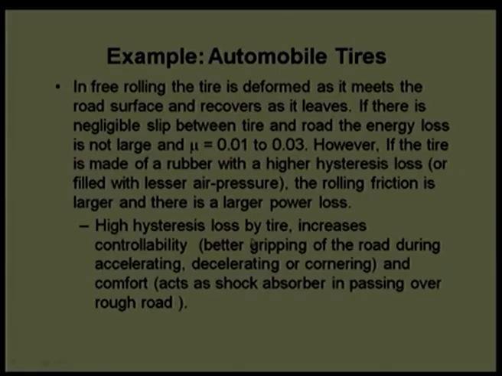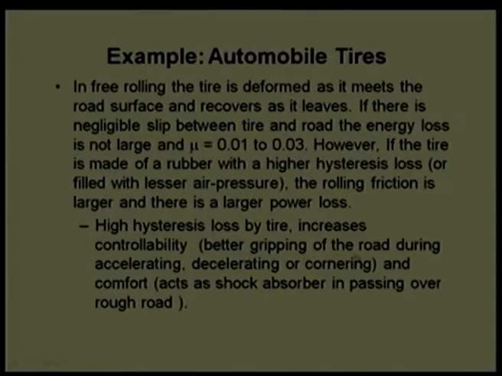We say that high hysteresis loss in a tire increases controllability. A slight deformation of the tire will help in controllability and provide the right direction, but if it is perfect rolling, then we face some steering related problem or direction related problem. So, there should be a trade off. We should not have perfect rolling; there should be some deformation of the surface, so that we have good control on our vehicle. Controllability means better gripping of the road during acceleration, deceleration, or when we are taking any turn.